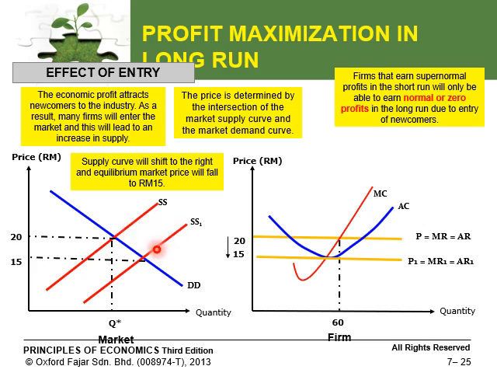What happens to the equilibrium quantity and price? The equilibrium price is going to decrease from 20 ringgit to 15 ringgit. So this is what we can see in the market graph. So what happens to the firm graph after a lot of firms enter the market due to the supply curve moving to the right side? The price is going to decrease from 20 ringgit to 15 ringgit.